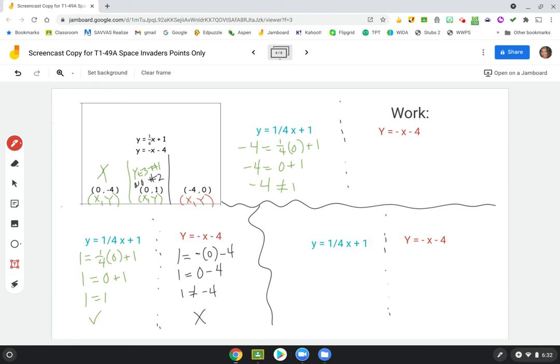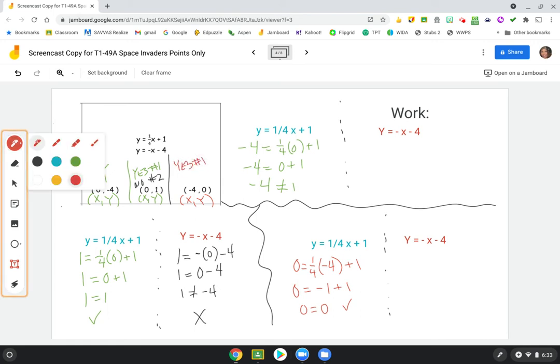So hopefully (-4, 0) is our winner, but let's just check this x and y. If I put in 0 for y, I have 1/4 times negative 4 plus 1. Well, 1/4 of 4 is 1, and a positive times a negative is a negative. So I have negative 1 plus 1. Negative 1 plus 1 is 0. And since 0 equals 0, that means that yes, this point is on line 1. And let's make sure it's on line 2 as well.